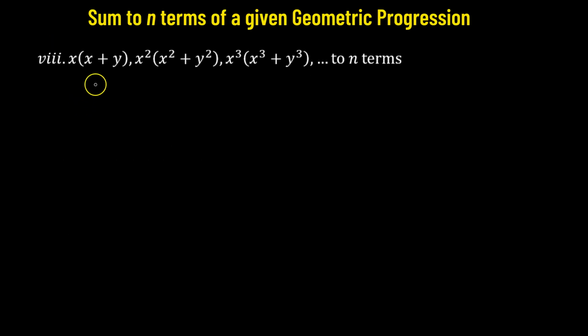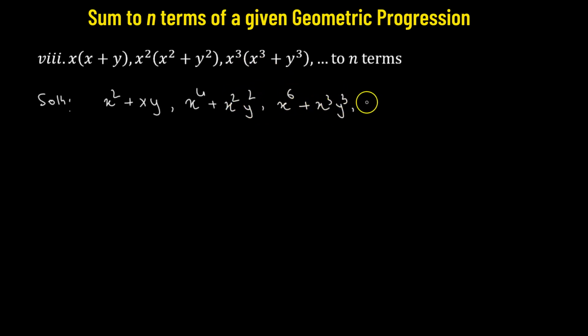Problem number 8. We need to find the sum to n terms of the given geometric progression. Here we'll have to be a little bit careful while finding out the common ratio. First we'll have to rewrite the given progression. So we have x times x plus y, so that becomes x squared plus xy. This is our first term. The second term will then become x raised to the power of 4 plus x squared y squared. The third term will then become x raised to the power of 6 plus x cubed y cubed, and this goes all the way up to n terms.